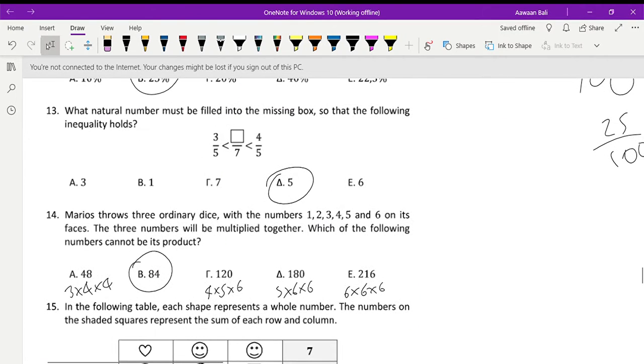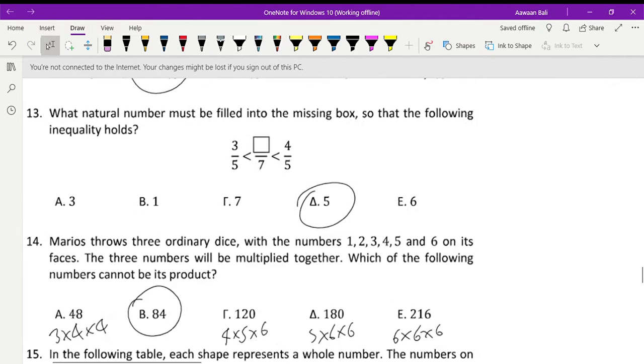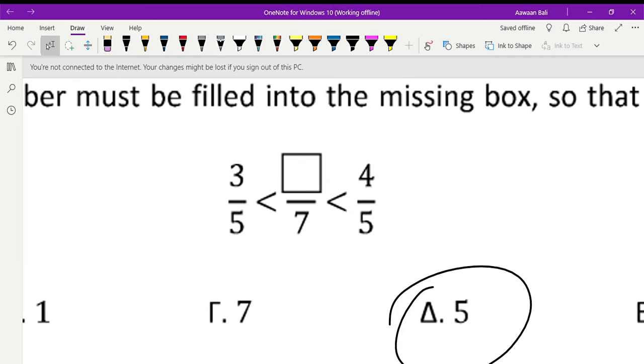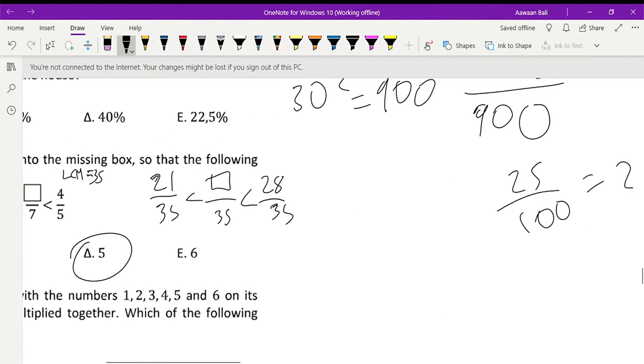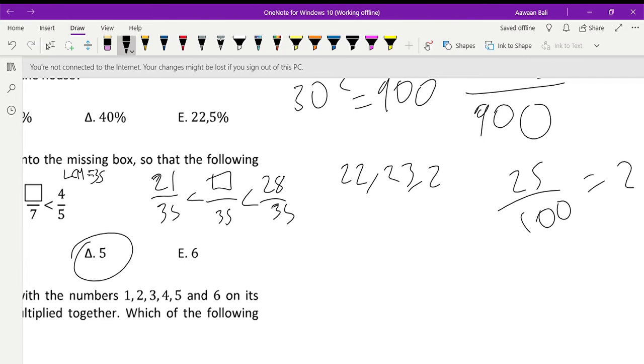One natural number must be filled into the missing box so that the following inequality holds. So the LCM, basically the lowest common multiple that you can find, is 35. So this is the first common multiple that you can find in this one. So 35, 3 times 7, 21. And there's something bigger than this, 35, and then 5 times 7, 35, 4 times 7, 28, so 28 upon 35. Now we know the numbers between them are 22, 23, 24, 25, 26.